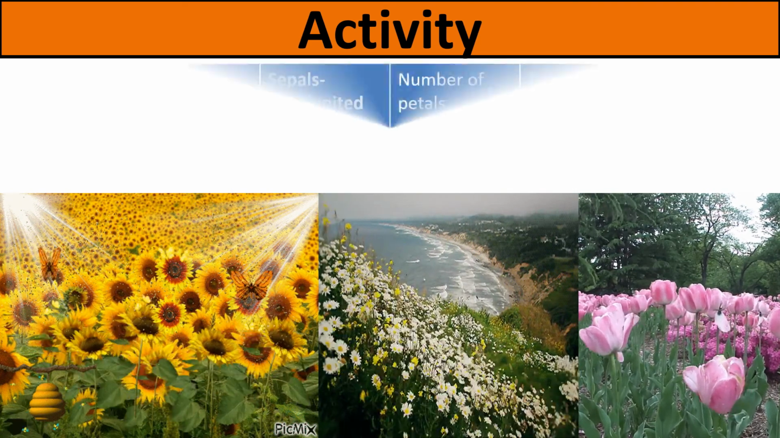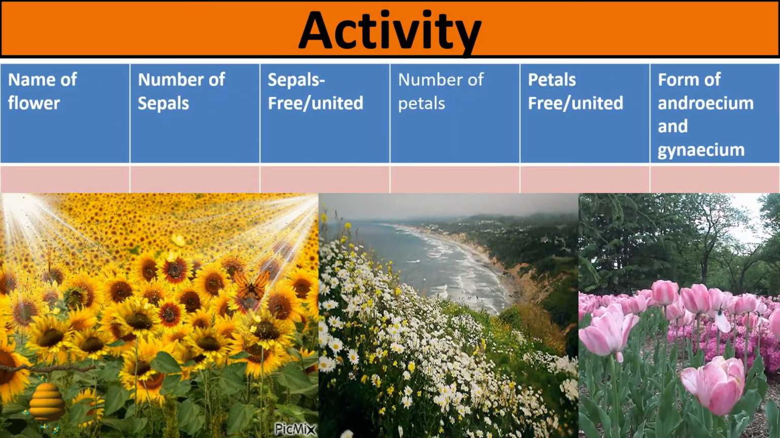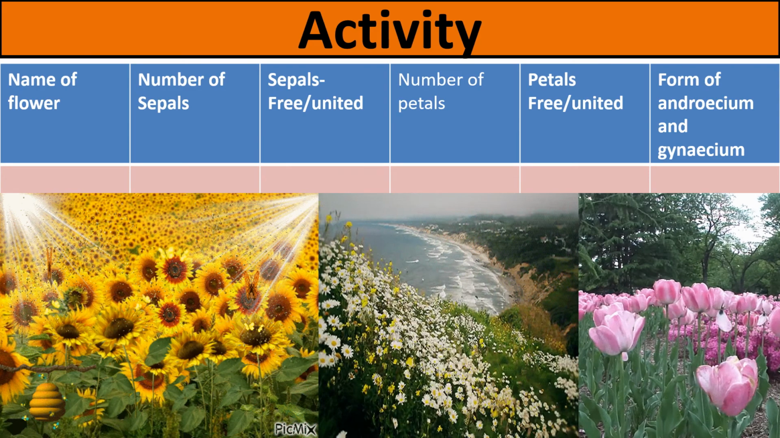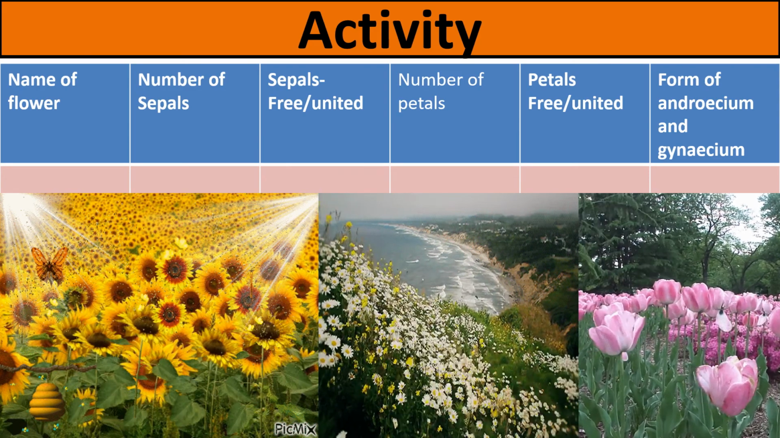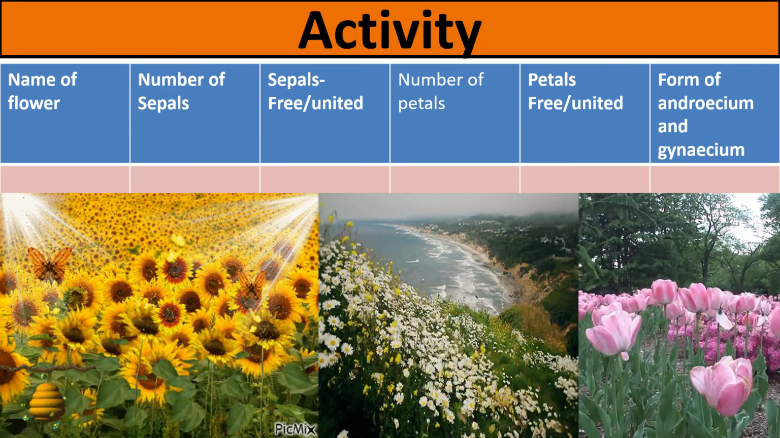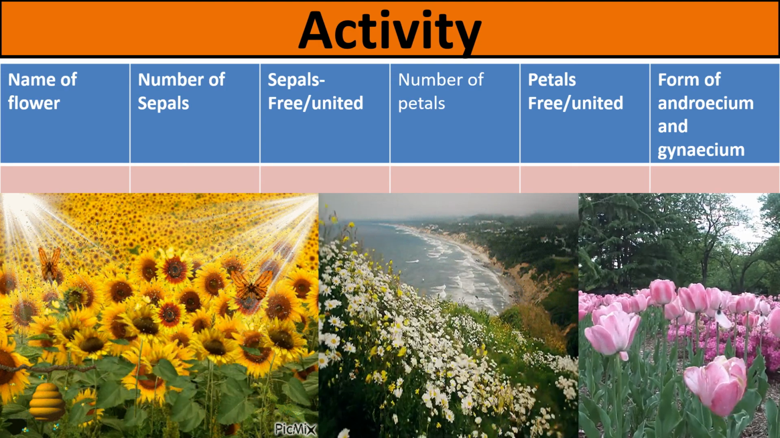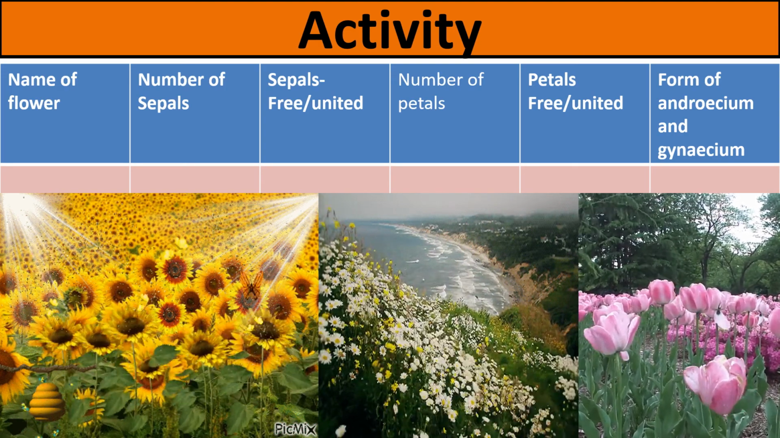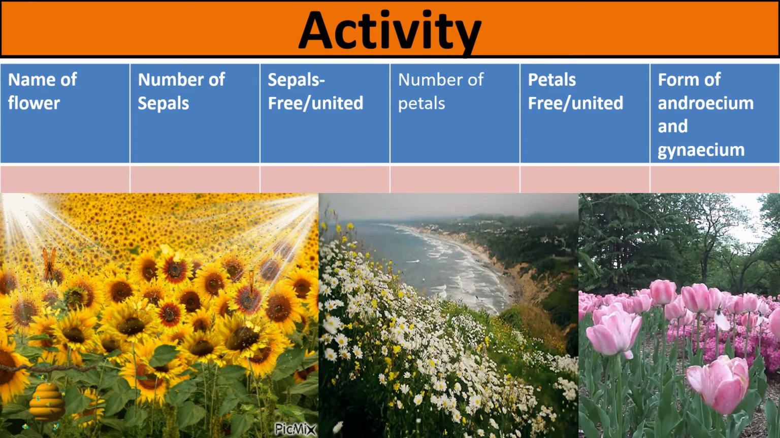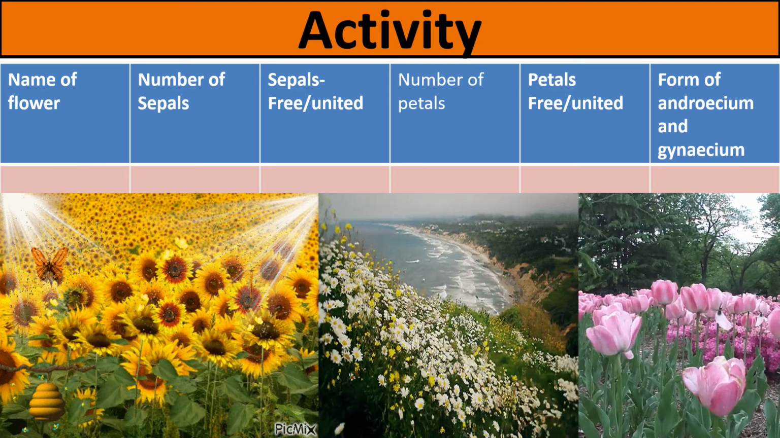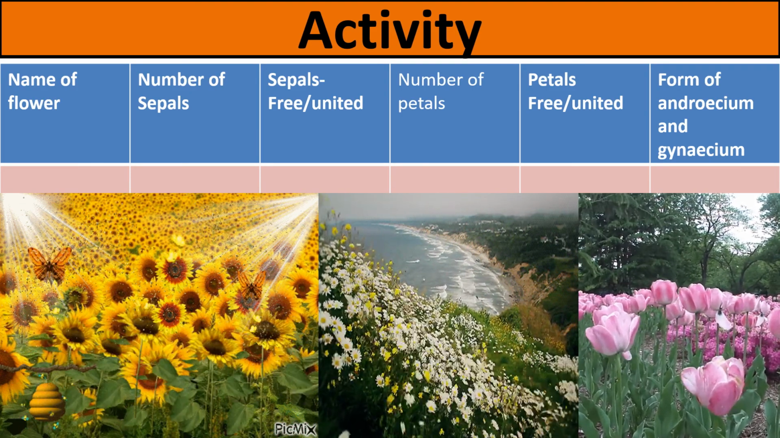Now, activity time. So, name the flower. Take any flower and write its name. Then count the number of sepals. Then see whether they are free or united. Then the number of petals. Then whether petals are free or united. Then write the forms of androecium and gynoecium.